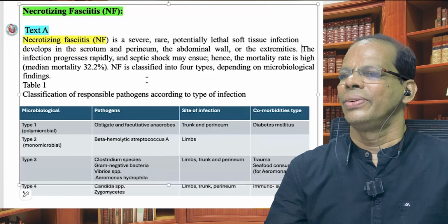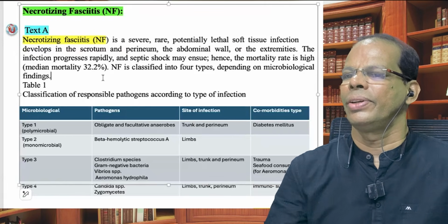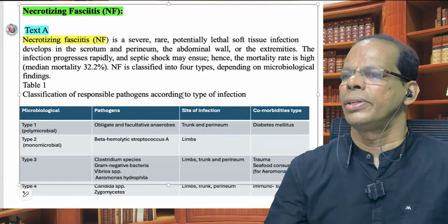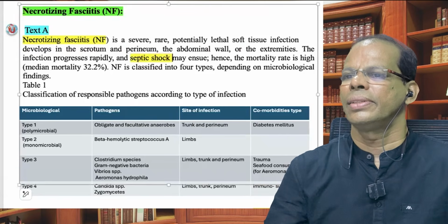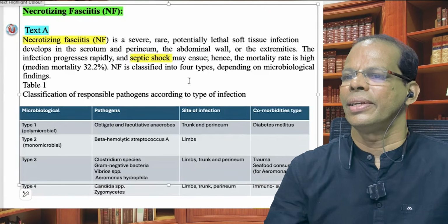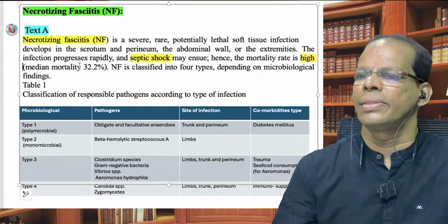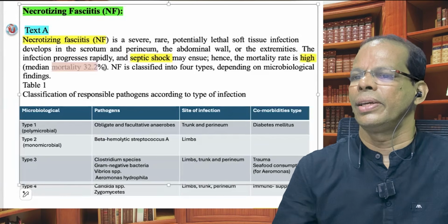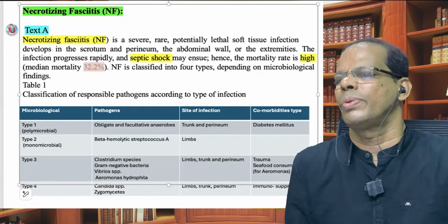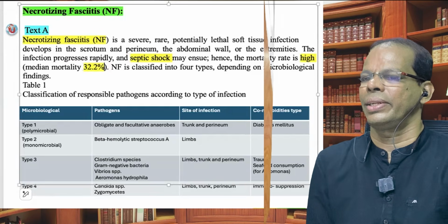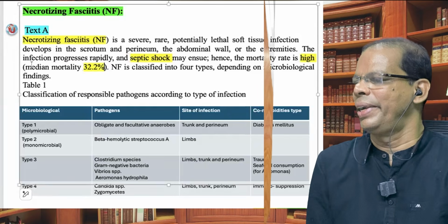Then what else can you identify here? Whatever you have written now. Septic shock is a condition, right? The 32%: I said you have to identify numbers or percentages. So here you have a number and percentage. Next, you don't have a side heading here, but it is written "classification of responsible pathogens according to type of infection." So classification is the subheading.